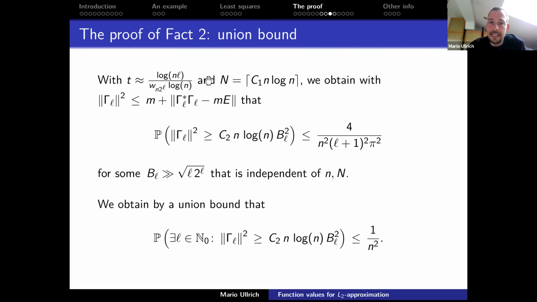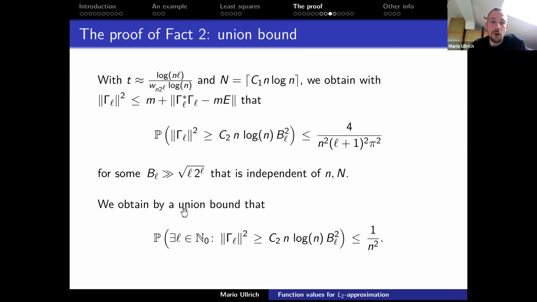So what we get, that's what I cannot explain in detail, some strange calculations here. What we get at the end is that the probability that this norm is larger than some n log n, the constant depending on L, this probability is smaller than something small, and it gets even smaller with 1 over L. With L, sorry. And this BL must be large.